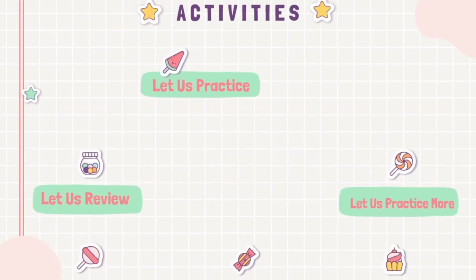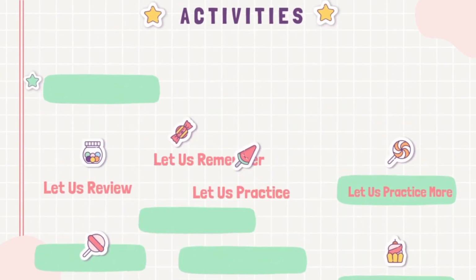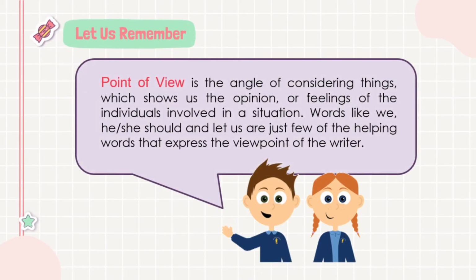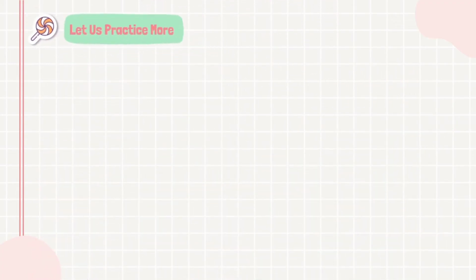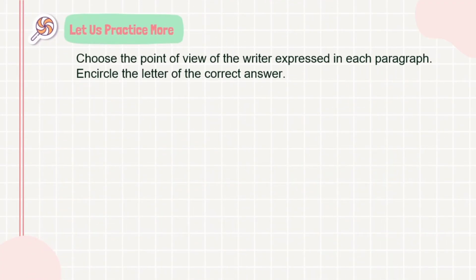So let us all remember that point of view is the angle of considering things which shows us the opinion or feelings of the individuals involved in a situation. Words like we, he, she, should, and let us are just a few of the helping words that express the viewpoint of the writer. Turn your learning activity sheet to page 4. Let us practice more. So choose the point of view of the writer expressed in each paragraph. Encircle the letter of the correct answer.